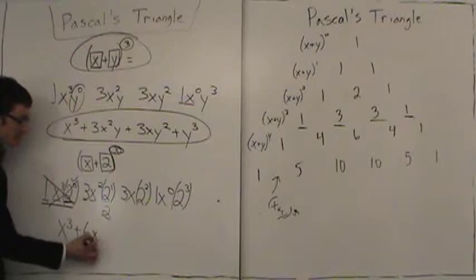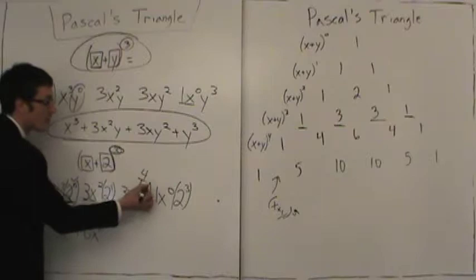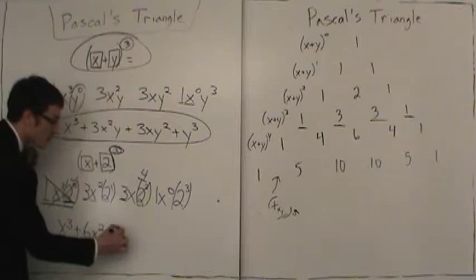Okay? Now, what is 2 to the second power, or 2 squared? Well, 2 squared is 2 times 2, which is 4. Crossing this out, this is a 4. Now multiply the 4 and the 3. 4 times 3 is what? 4 times 3 is 12. So we get plus 12x.